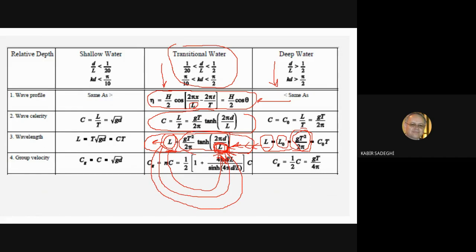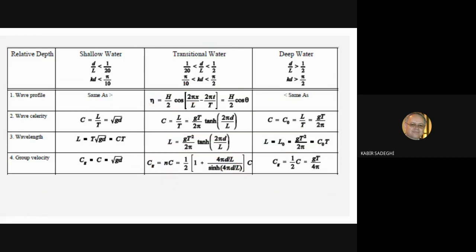So you know why the transitional zone is different from the deep water case. Every time we are in transitional water, if we need L, we should apply this one by trial and error. Input, output, and repeating input, again finding output, so arriving at a convergence.